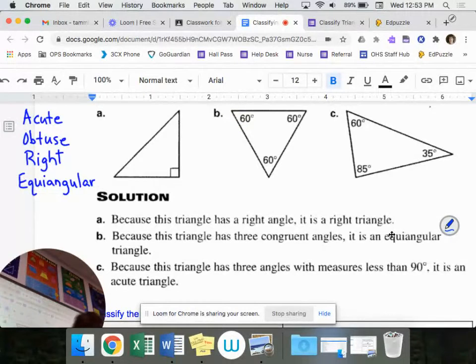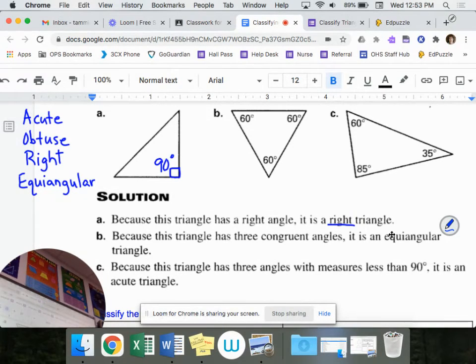We don't have any measurements given to us. So we're going to have to try to look at the symbols that they give us to figure out and interpret what they're telling us. We have a box in this corner. We know that this box is the symbol for a right angle. So we know that this is a 90-degree angle. And we know when a triangle has one 90-degree angle, we can classify it as a right triangle.